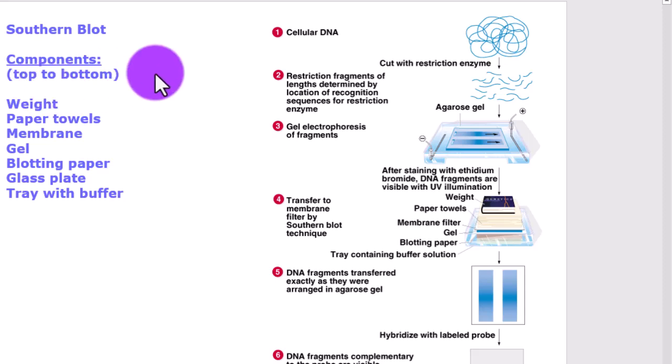The components from top to bottom: cellular DNA, restriction fragments of length determined by the location of recognition sequences for the restriction enzyme. Gel electrophoresis. Transfer to a membrane filter by the Southern blot technique. DNA fragments are transferred exactly as they were arranged in the agarose gel. DNA fragments complementary to the probe are visible after autoradiography or chemiluminescence.